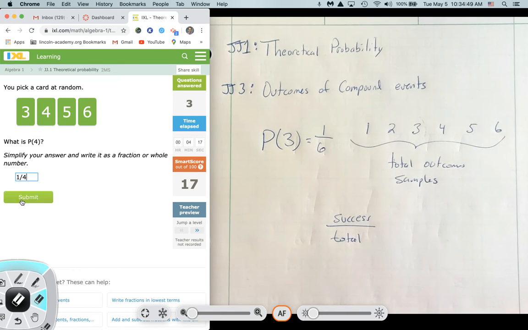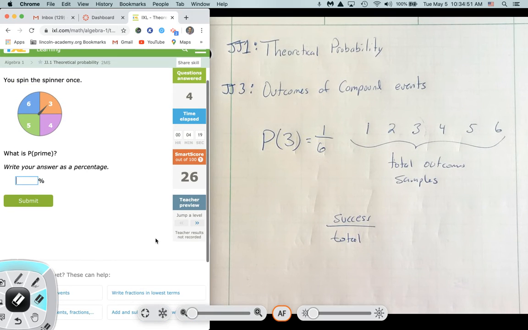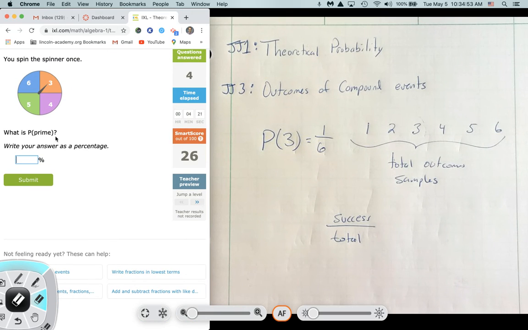This first lesson really should be fairly simple and easy. Again, make sure you read carefully. Prime numbers: 3 is prime, 5 is prime, 6 and 4 are not. So there's 2 out of the 4 total. 2 out of 4 reduces to 1/2, or 50%.